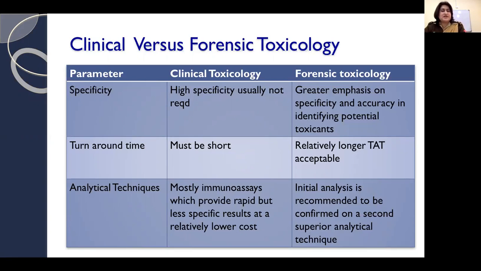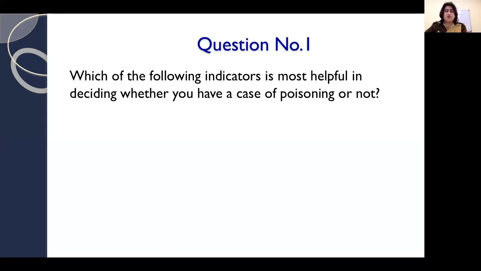The analytical techniques in clinical toxicology are mostly immunoassays, which provide rapid but less specific results at a relatively lower cost. Whereas in forensic toxicology, as I've already said, the initial analysis is in all cases recommended to be confirmed on a second, superior analytical technique, and therefore it is usually costly.